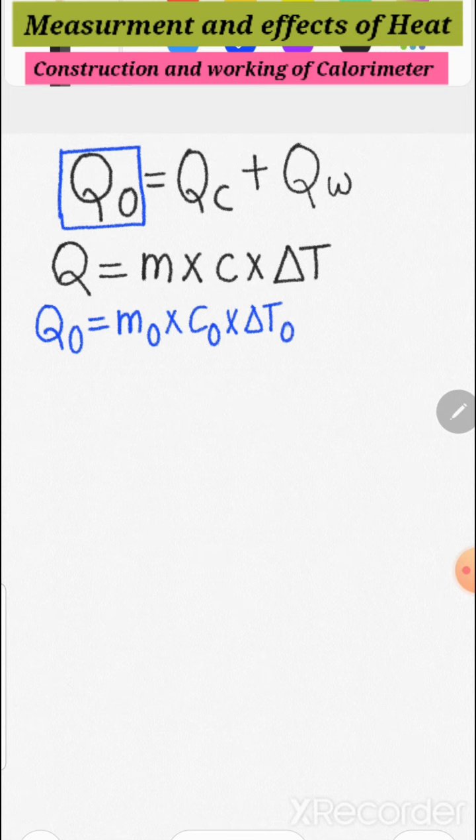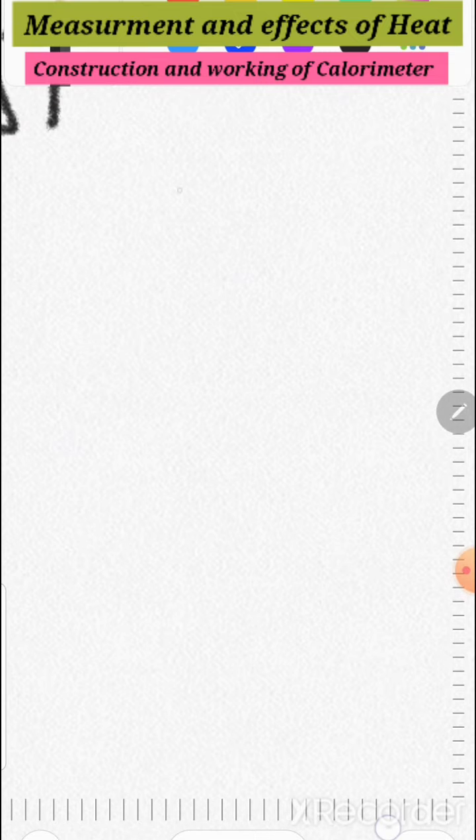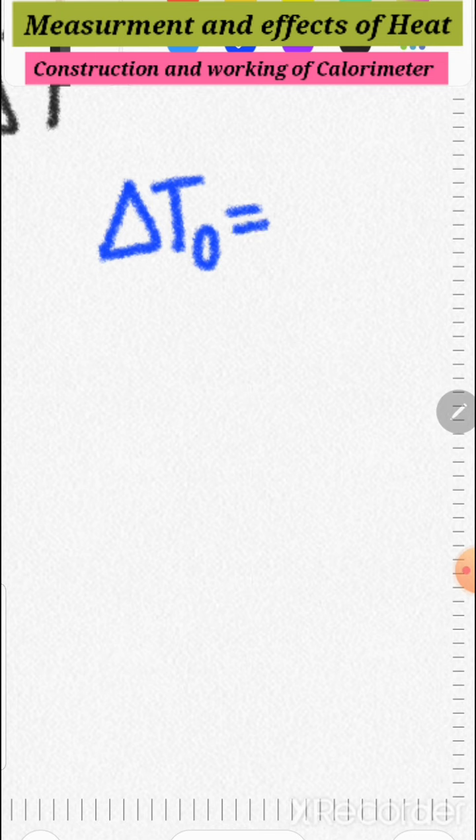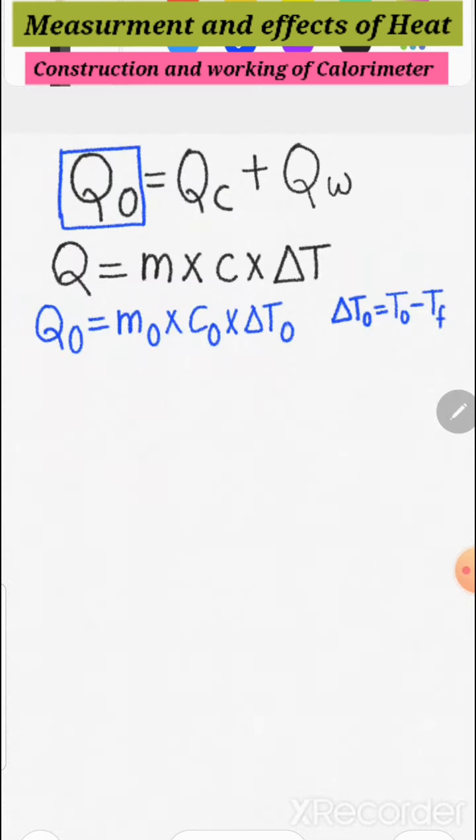As you know, the temperature of the hot object will reduce. Finally, the temperature of the hot object will reduce after we put it into the calorimeter. So here the difference in temperature will be equal to the initial temperature of the hot object minus the final temperature of the hot object, because initially the temperature was more and finally the temperature was less. So the difference will be this.